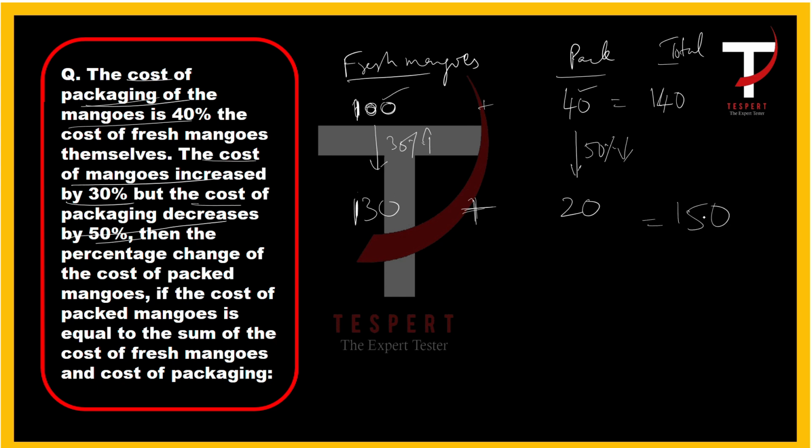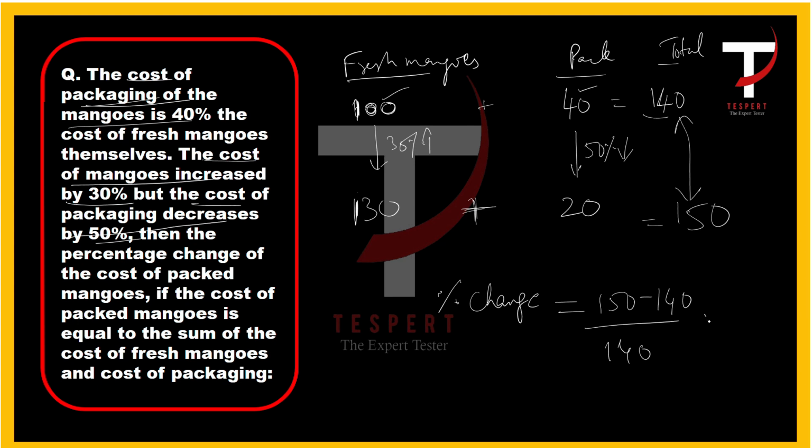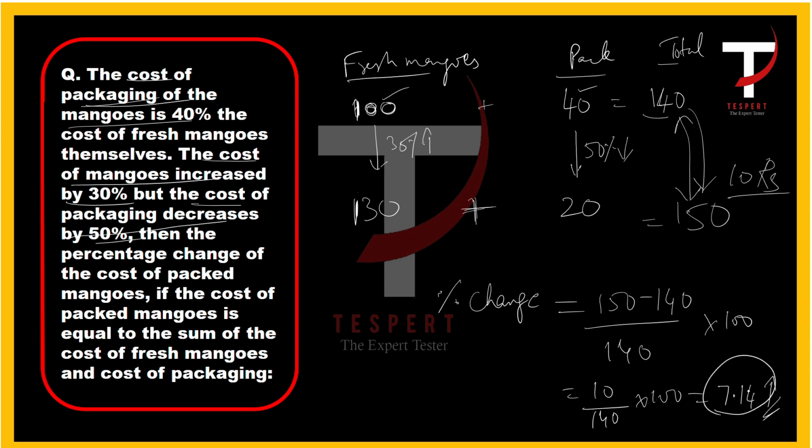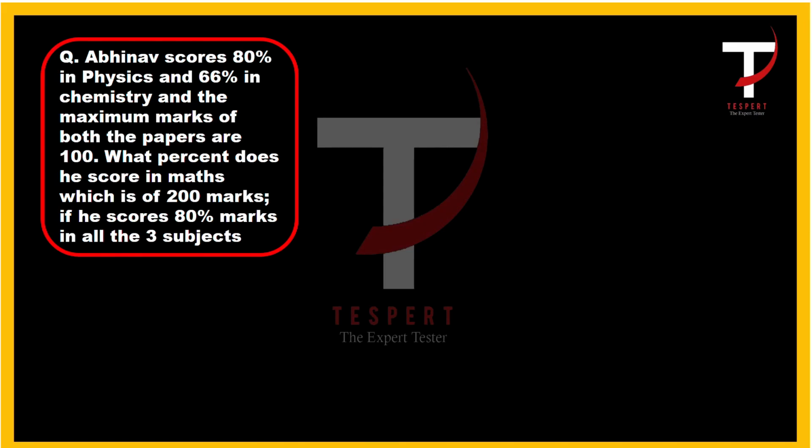So the percentage change, we are asked to find the percentage change, right? So here it was 140 and the new one is 150 rupees. So 150 minus 140, the difference by the initial value. What is the first value? 140. 150 minus 140 by 140 into 100, which is equal to 10 by 140 into 100, that is equal to 7.14% increase, because it increased from 140 to 150 rupees. So a 10 rupees increase is there. As far as percentage increase is concerned, it is 7.14%.